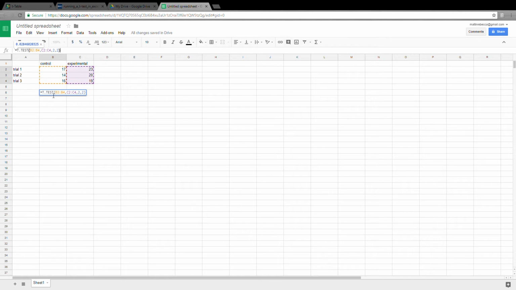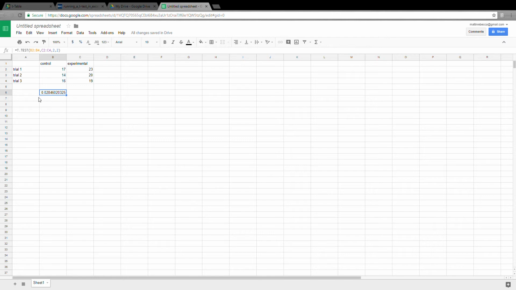So now we have our formula in here to run our t-test. And then you're going to hit enter. And it's going to calculate a p-value for you. So now I have my p-value directly calculated. My p-value is 0.28.